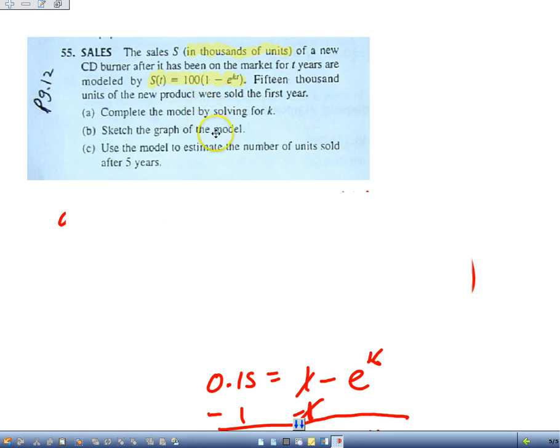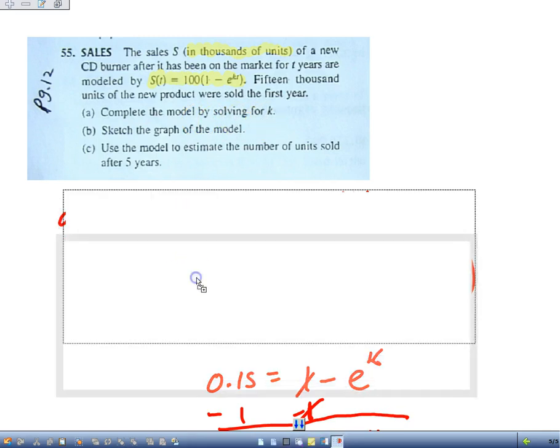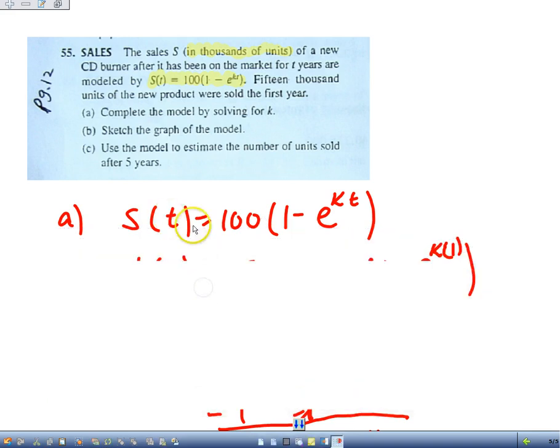This problem is a little bit different from some of the earlier problems we did in class because there are two variables in the exponent on the right-hand side. We have a k and we have a t. Question A asks us to complete the model by solving for k. The way you do that is you first set up the equation, and we need information that's going to help us figure out what k is. That information is found in the last sentence of this paragraph.